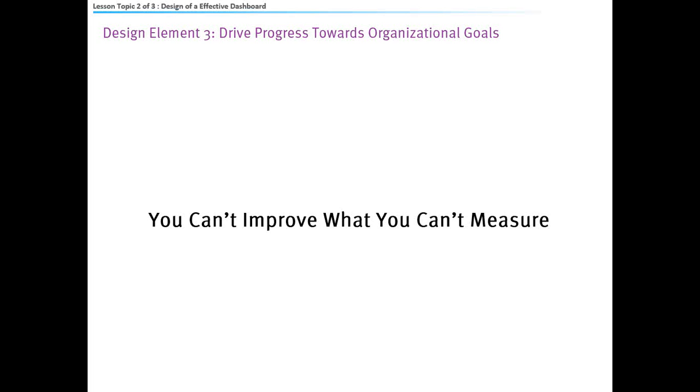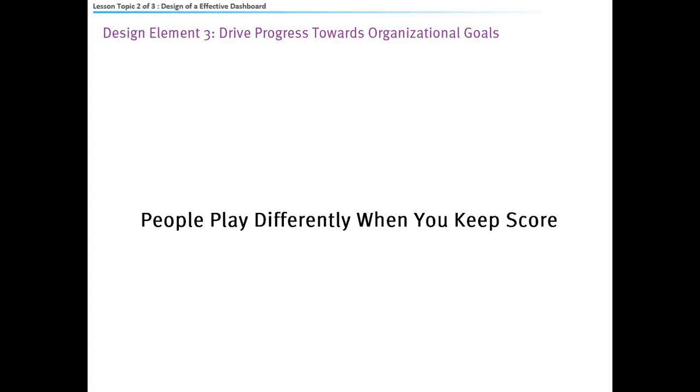But the idea is that you can only improve what you can measure, right? And so in driving progress towards organizational goals, if you don't measure something, you're not going to be able to drive improvement within your organization. There's also the concept that people play differently when you keep score, right? So this goes back to the 2 points that were brought up during the Forbes article, that people play differently when you keep score, and you have to measure something to drive improvement.